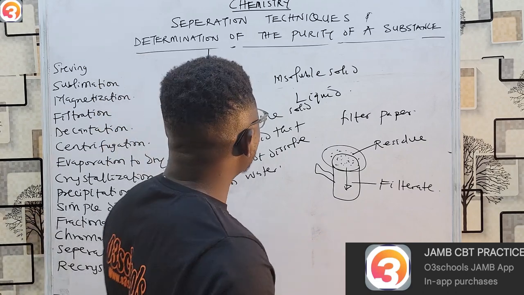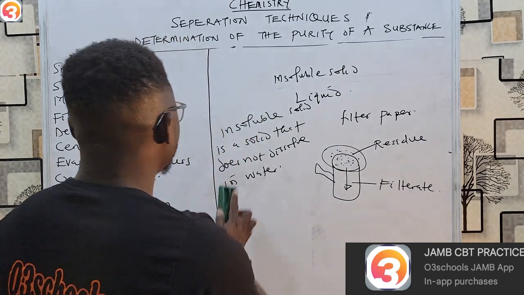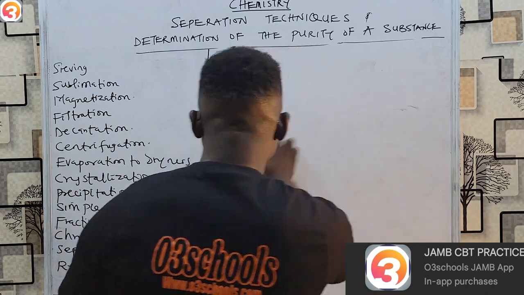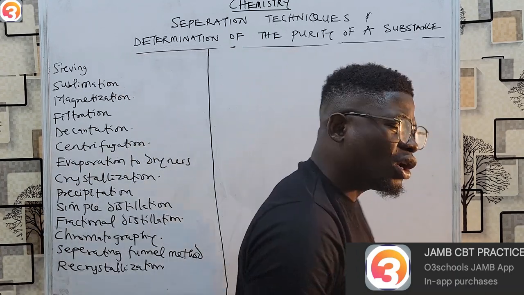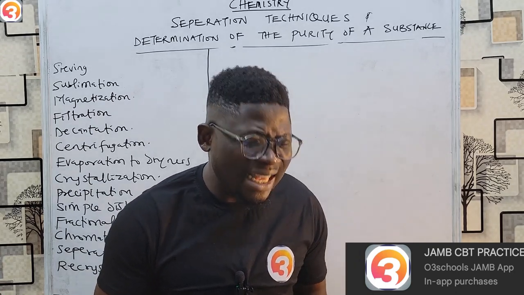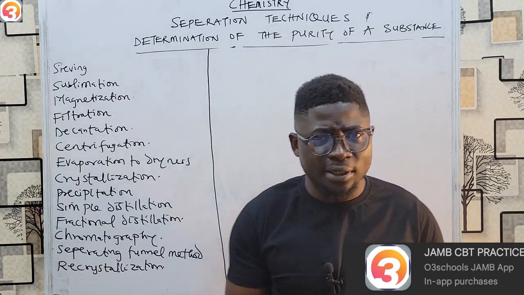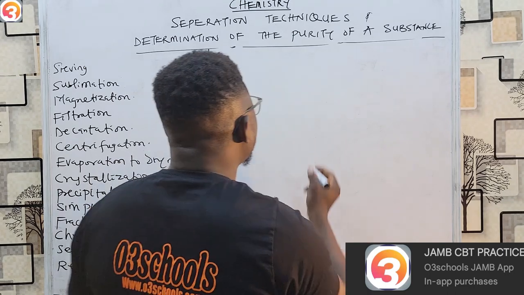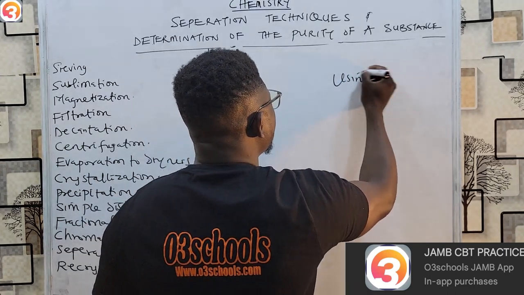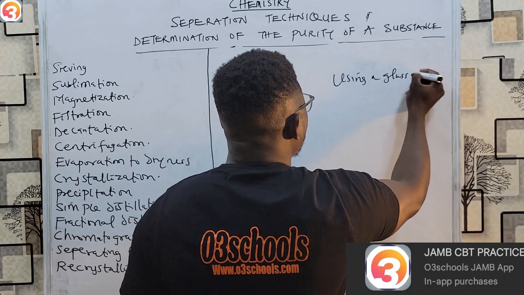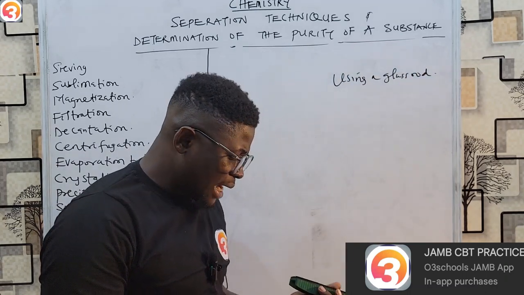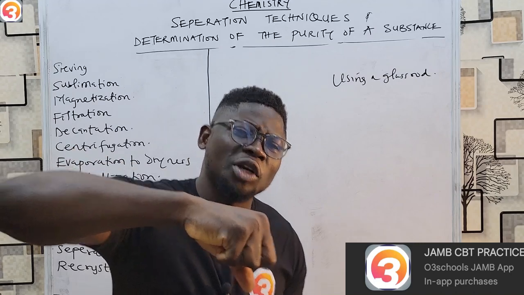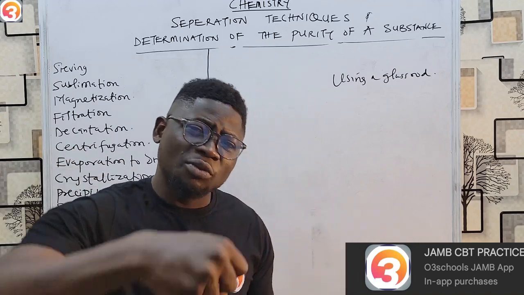All right, so now we're going to continue with the next separation technique, and that is decantation. Decantation also is used to separate an insoluble solid and a liquid by pouring the liquid off carefully using a glass rod. So once you are doing decantation, you are pouring the liquid off carefully from the mixture by using a glass rod.